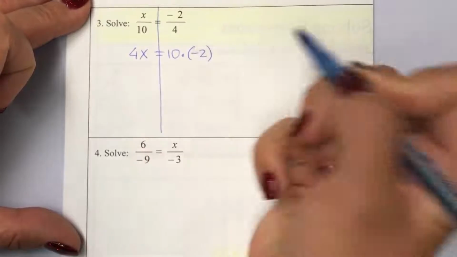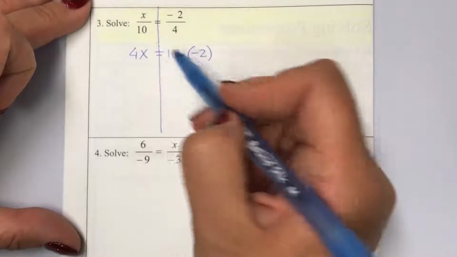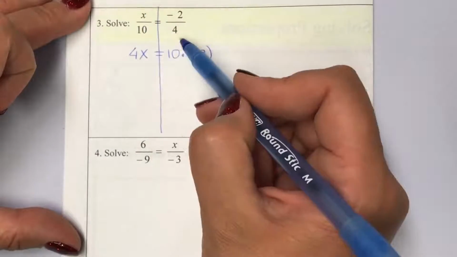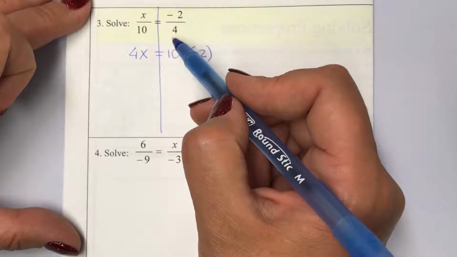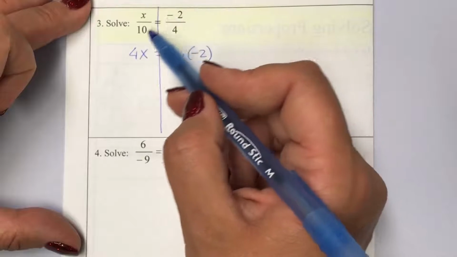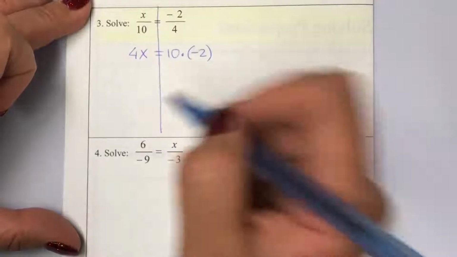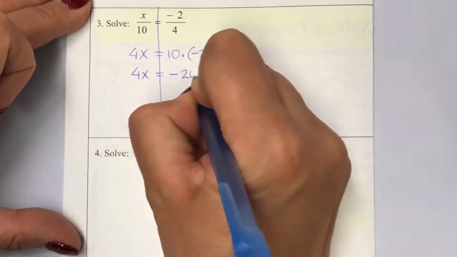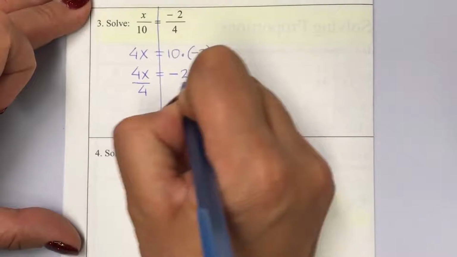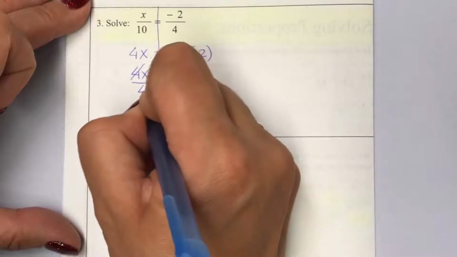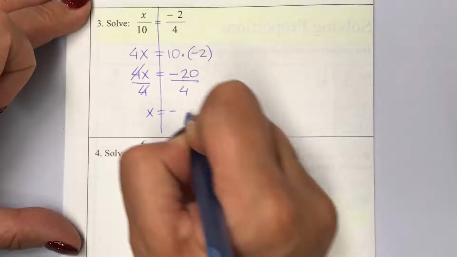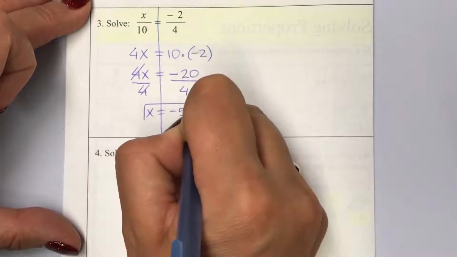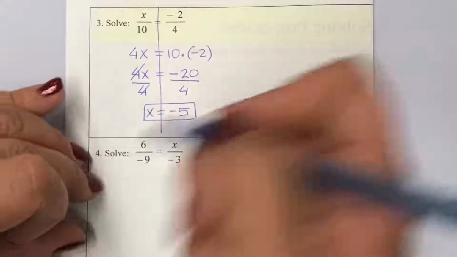What is important is that on one side of the equation you multiply the numbers across, and on the other side the other two. So 4x comes down, negative 20, positive times negative, dividing by 4 gives us the solution negative 5, because negative divided by positive is negative.